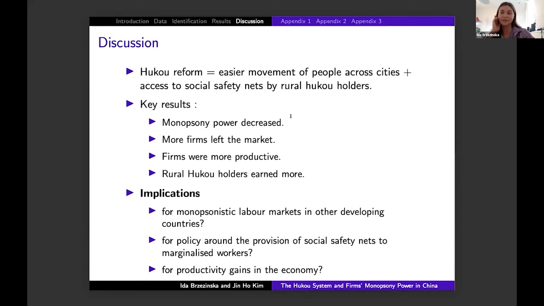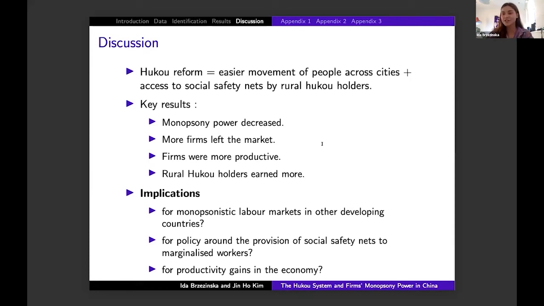So we find that the firms hold less wage setting power over labor, more firms leave the market, and most specifically, the least productive ones leave, which actually is quite a significant result in the case of aggregate. If we think about aggregate productivity in the economy, we find that firms were more productive, and the rural Hukou holders, which was our disadvantaged group in the labor market, actually earned more as a result.